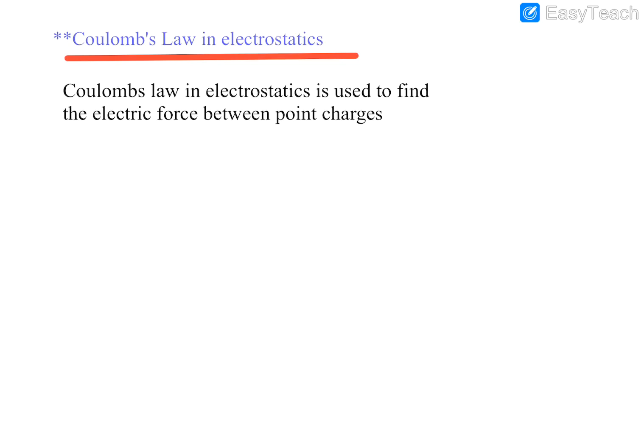Now we want to find the amount of attractive or repulsive force. We already said that there will be an attractive or repulsive force. Now we want to find how much that force is. So in order to find the amount of force, you can use a law, and that law is called Coulomb's law in electrostatics. It is used to find the electric force between point charges.